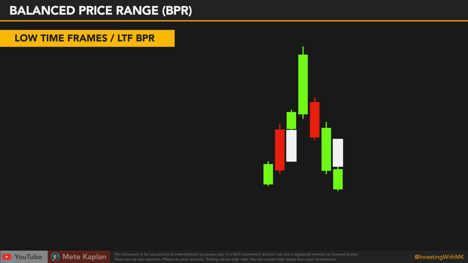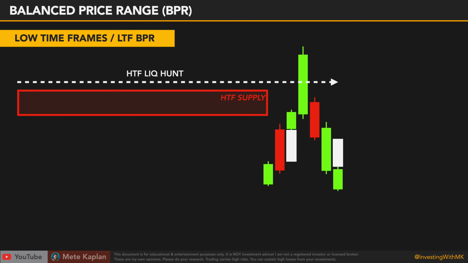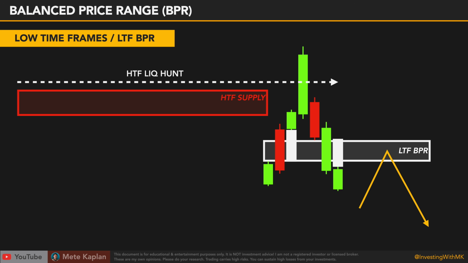But how? For example, if you can spot a significant liquidity hunt with high time frames or a usable supply-demand area, you can go to lower time frames and look for a low time frame balanced price range and a possible reaction. This is a great strategy actually.